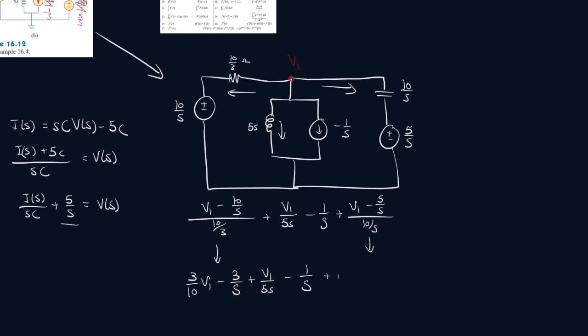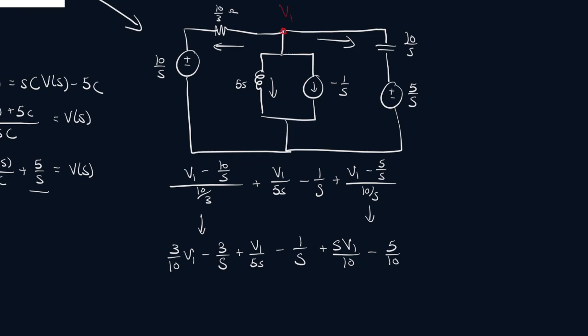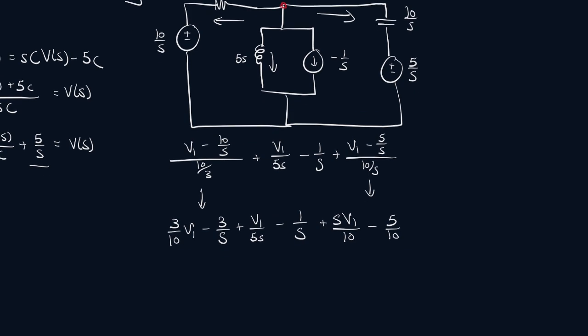Okay, so I'm gonna look. It should be S V1 over 10 minus 5 over 10. So yeah, that looks pretty good.